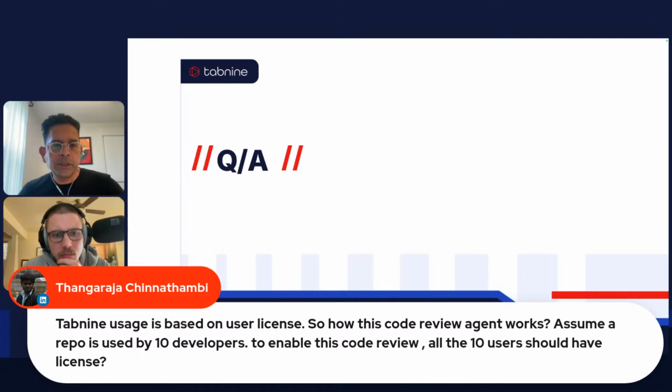Tabnine usage is based on user license. How does this code review agent work? Assume a repo is used by 10 developers. To enable this code review, all 10 users should have a license. Yes, to use the code review agent, you should have a license for Tabnine. Currently in the private preview, the rules that are being set up are at an organization level, so all the Tabnine users at that organization will have access to those rules. Once the product hits GA, in addition to the organization rules, you'll also have a filter: for this particular team, here are the rules, or for that particular team, here are some other rules. So we'll have that team level classification as well.